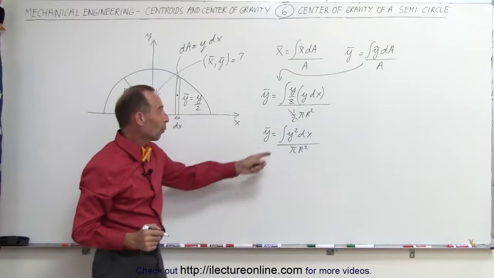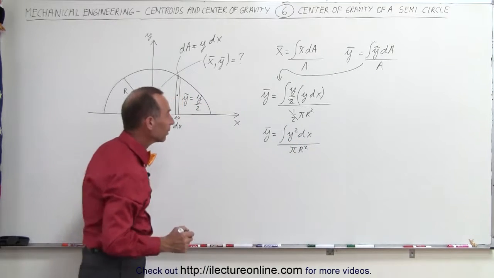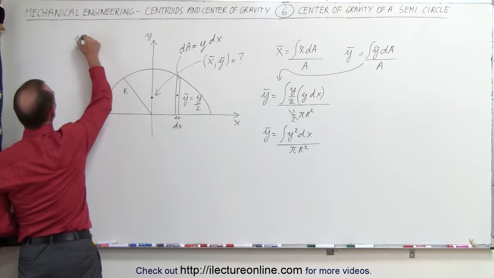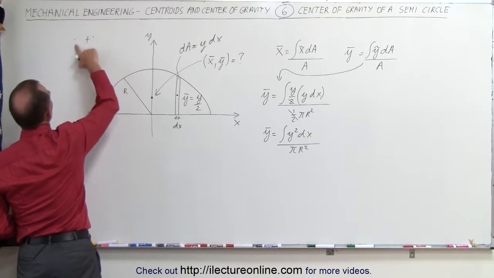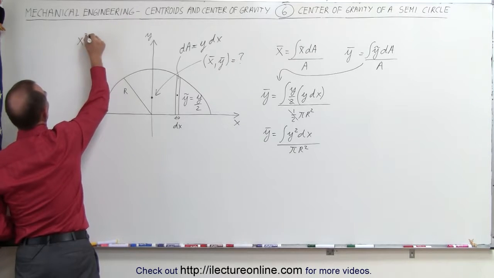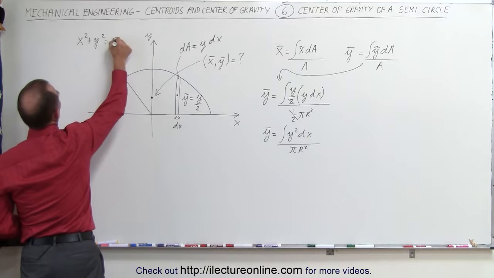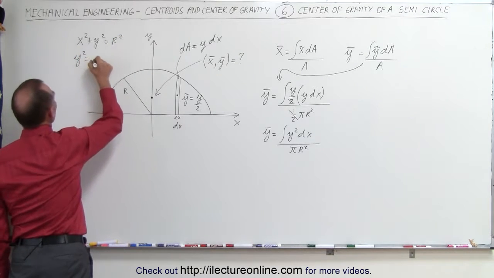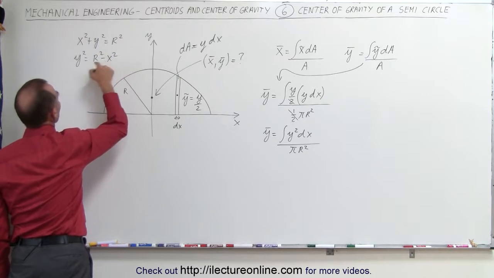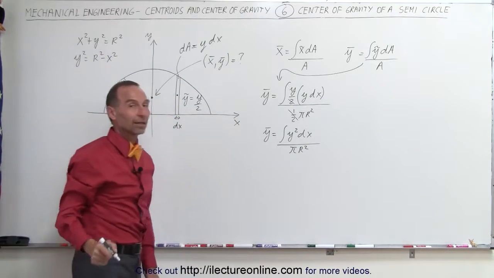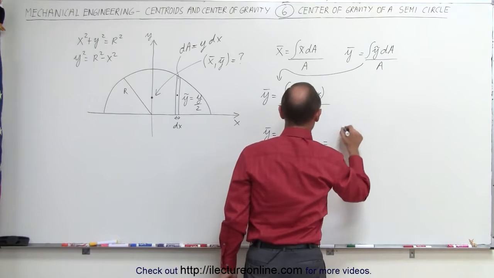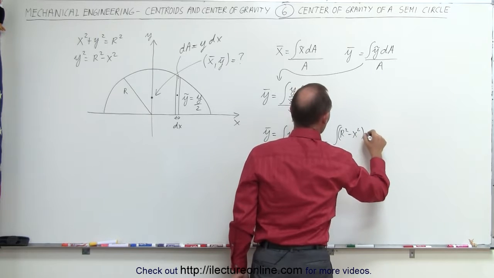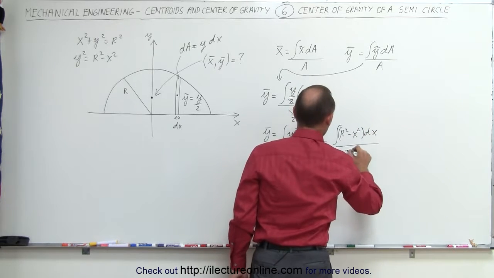Now, of course, since we have a y and an x in the integral like that, we have to convert y to an x. The equation for the circle is x squared plus y squared is equal to r squared. That's a standard equation. So we can say that y squared can be written as r squared minus x squared and substitute that into our integral right here. So we get the following. This is equal to the integral of r squared minus x squared times dx divided by pi r squared.